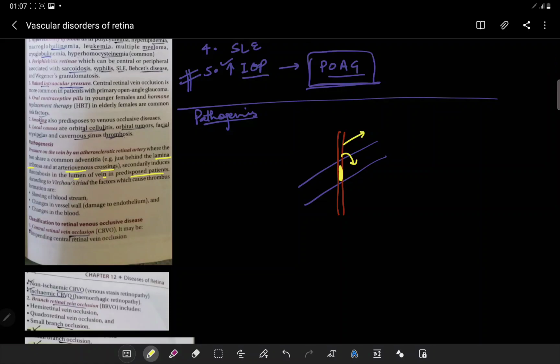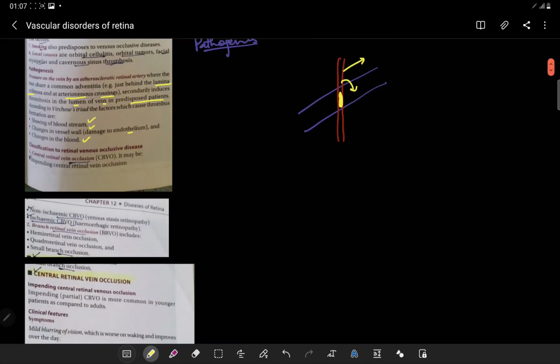According to the Virchow triad, the factors which cause thrombus formation are slowing of the bloodstream, changes in the vessel wall with damaged endothelium, and changes in the blood, that is, stasis and hyperviscosity. Let's start with the classification of retinal vein occlusion.